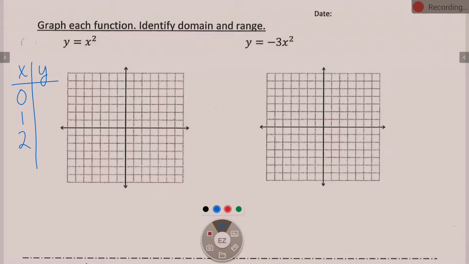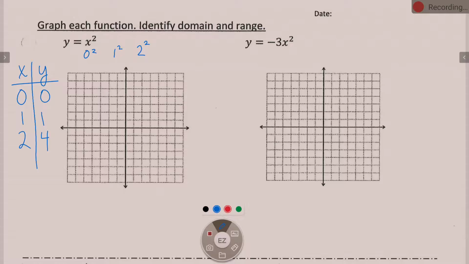Okay? So if you put 0 in for x, what is 0 squared? 1. You're thinking too hard. 0 times 0? 0. Okay? Now what happens if we put 1 in instead and do 1 squared? 1 times 1 is 1. What about if we put 2 in? 2 squared is 4. 2 times 2 is 4.